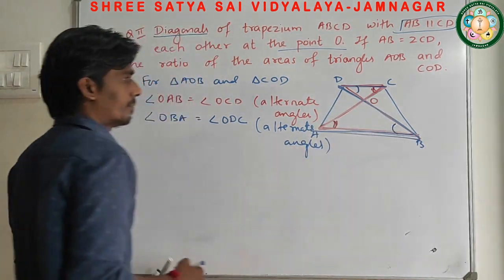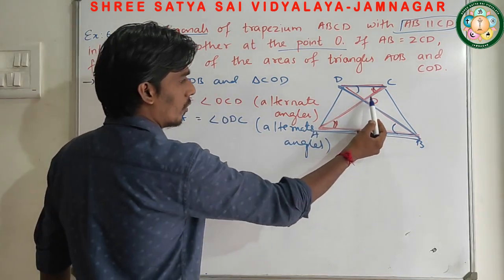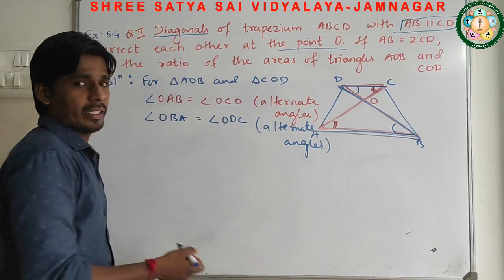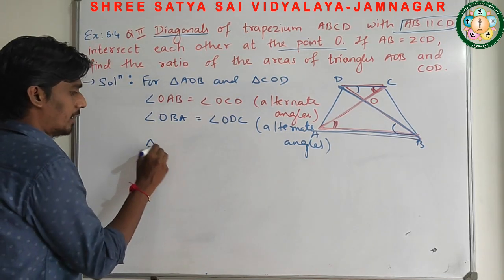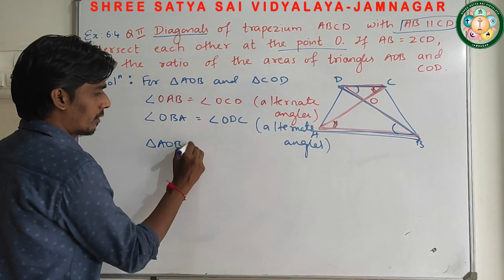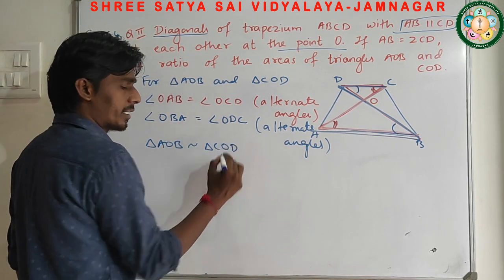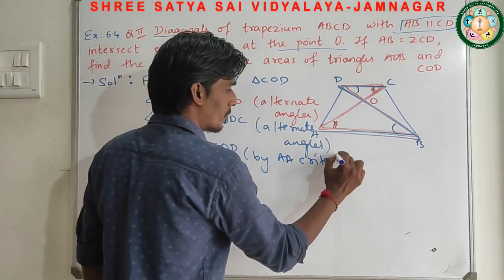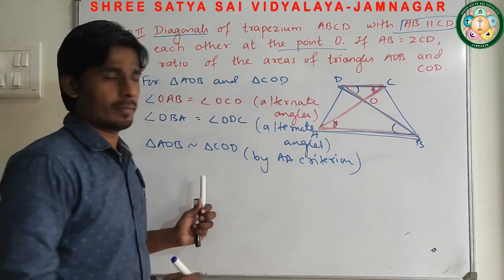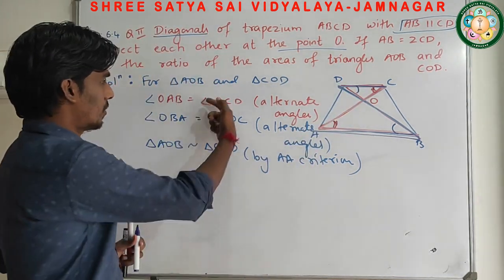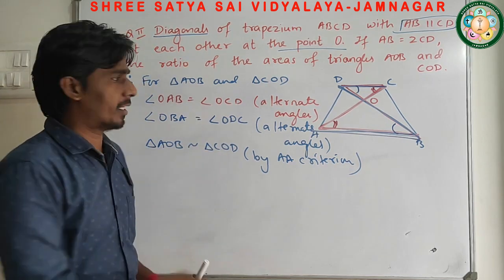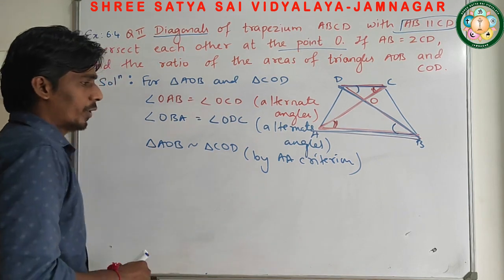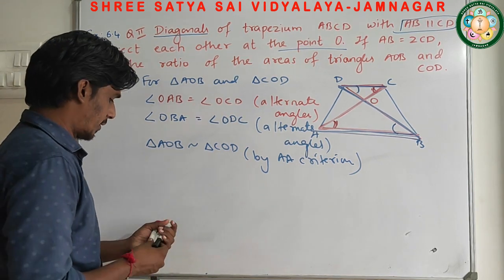Now for triangles AOB and COD, if two pairs of angles are equal, then I can say that triangle AOB is similar to triangle COD, by the angle criteria. Both the triangles are similar because two pairs of angles are equal to each other by alternate angles. Now, if two triangles are similar, we know that from theorem 6.6.